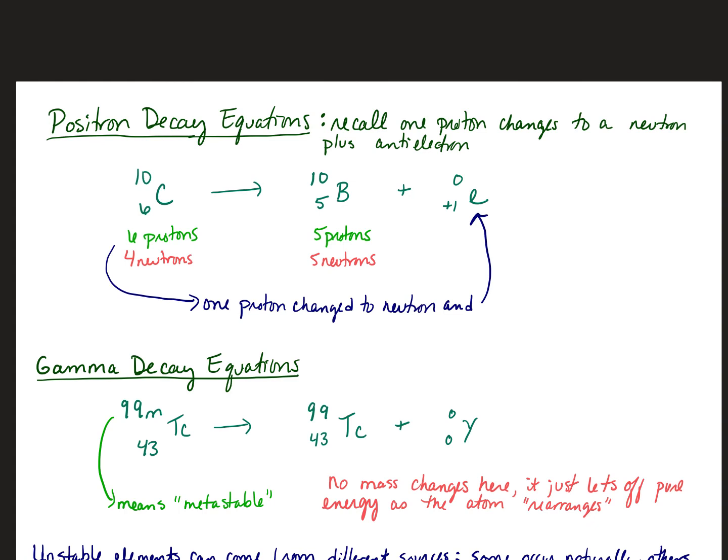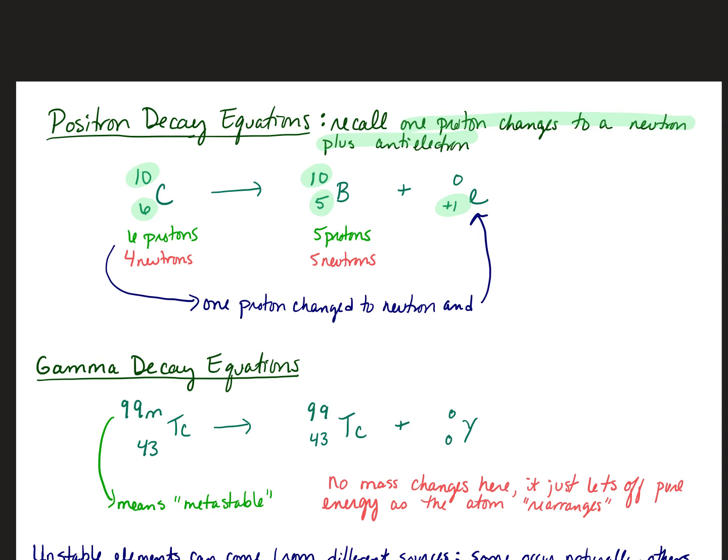Positron decay equations might be a little bit more difficult, but not really. It's the same concept. One proton changes into a neutron plus an anti-electron. So here, if we start with carbon-10, we end up getting boron with the same mass of 10. But now our carbon, with atomic number 6, has been changed to boron because our atomic number changes, and we have a +1 charge on that positron.